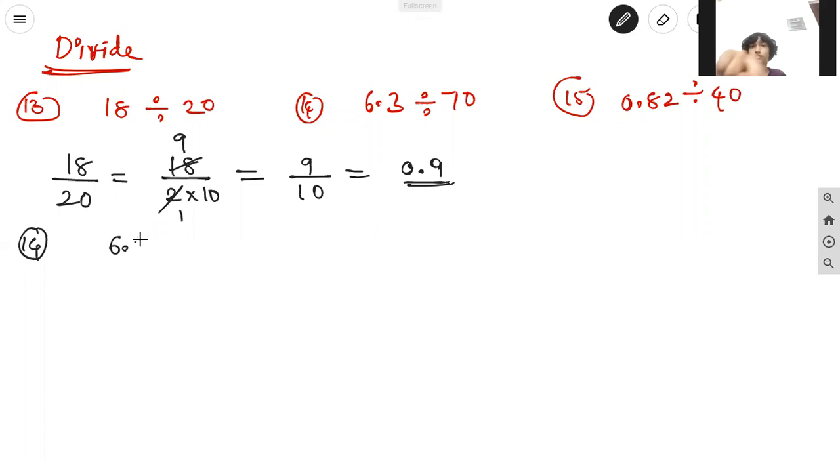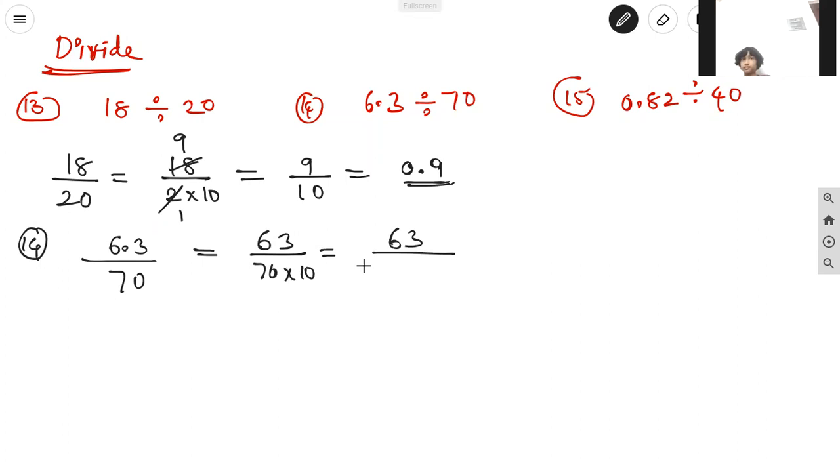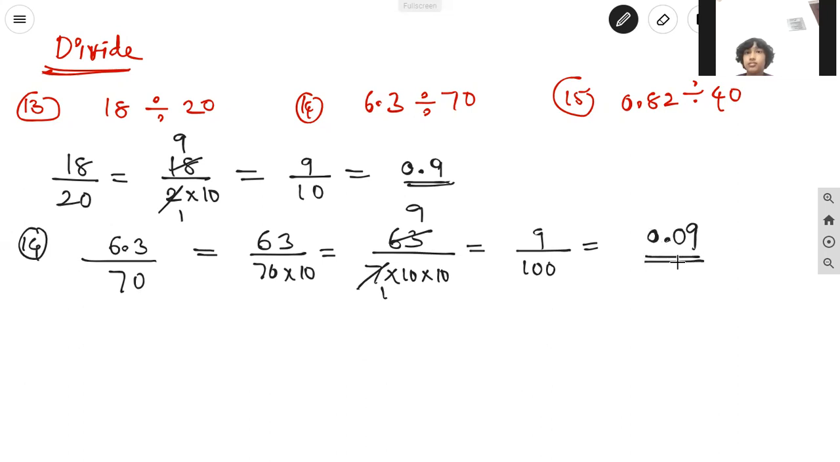The 14th one, 6.3 is divided by 70. We can write it in fraction form. The decimal part is in the fraction form. That is 63 by 70 into 10. Then 63 divided by 7 into 10 into 10. That is nothing but 7 ones are 7, 7 nines are 63. 9 by 10 tens are 100. Take two decimal places. 9, 0, 0. That is nothing but 0.09. Like that.